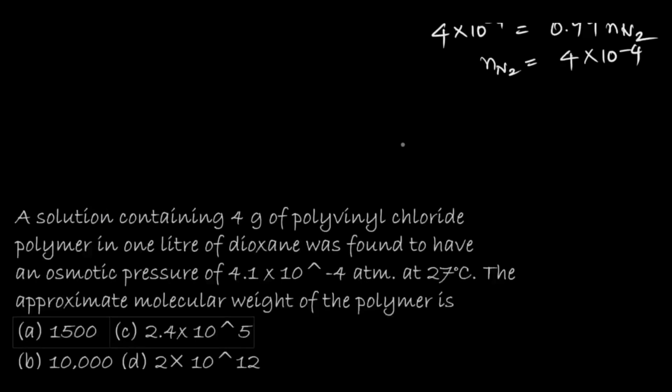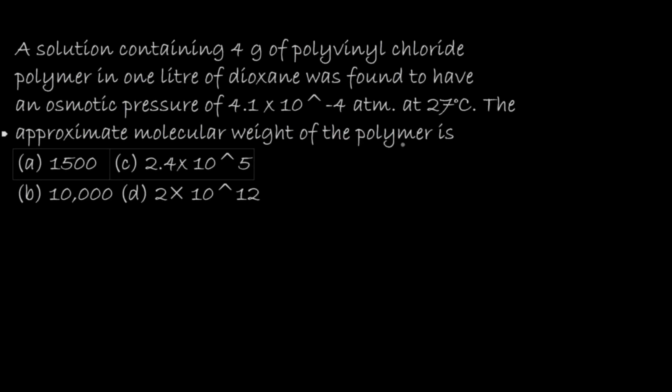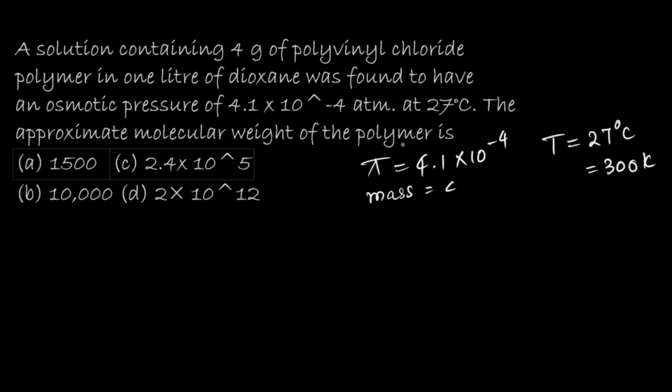Okay, so let's move on to the next question, which is asking about a solution containing 4 grams of polyvinyl chloride polymer in 1 liter of dioxane, found to have an osmotic pressure of 4.1 into 10 to the power minus 4 atm at the temperature 27 degrees Celsius, that is equal to 300 Kelvin. Calculate the molecular weight of the polymer.